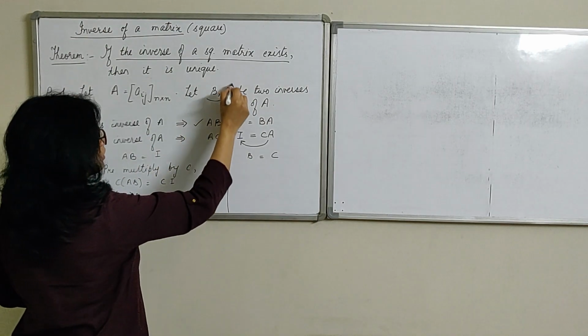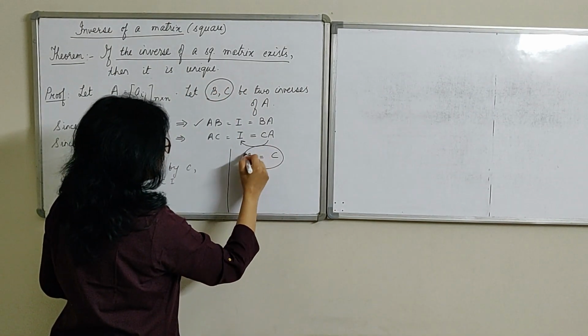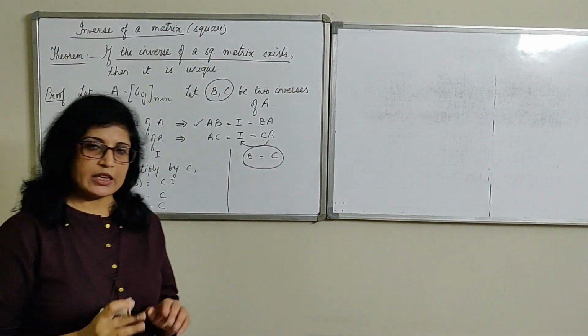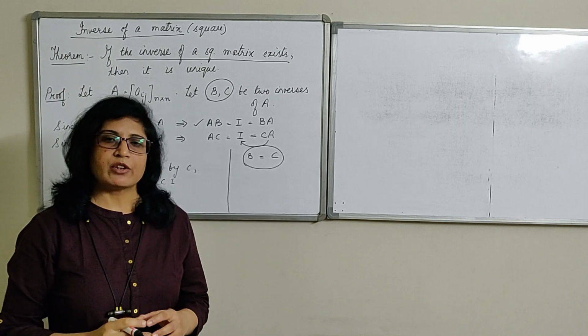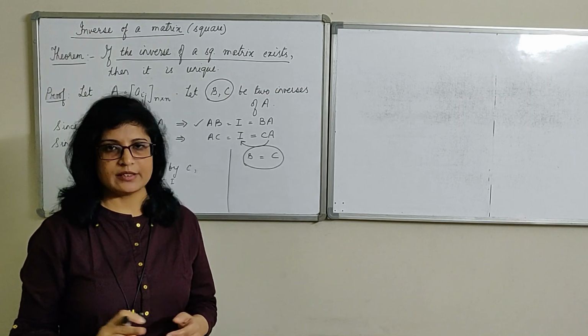So if we start with the concept that B and C are two inverses, we end up with the result that B and C matrices are the same matrices. Hence, we can easily say that a square matrix will have exactly one inverse, if at all it exists.